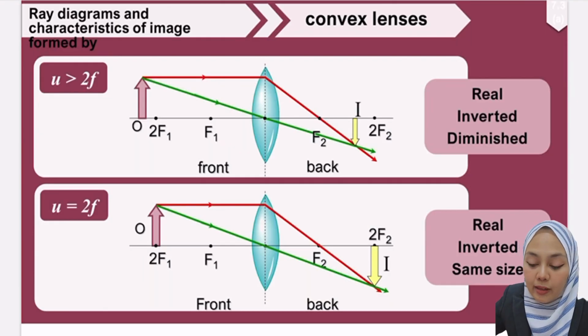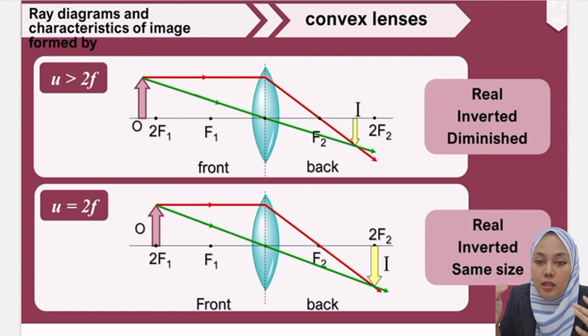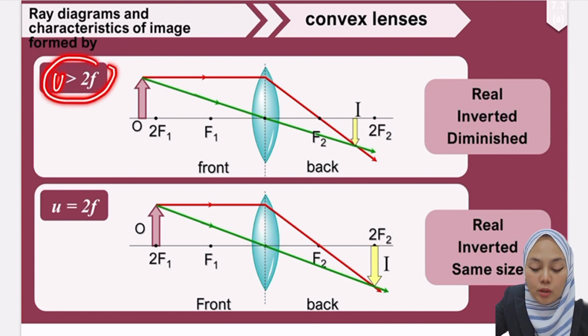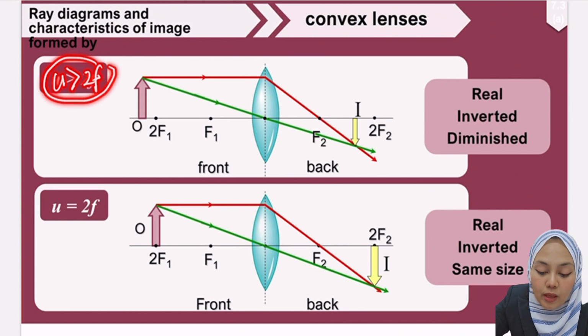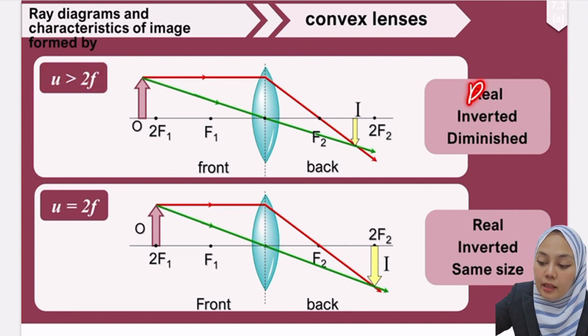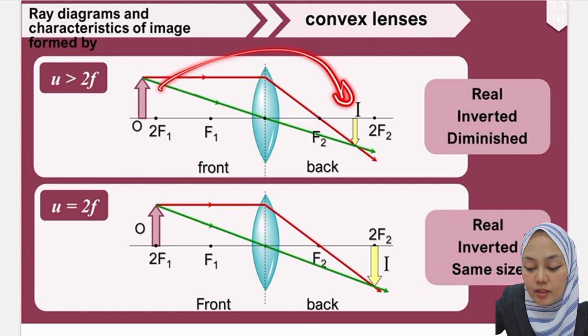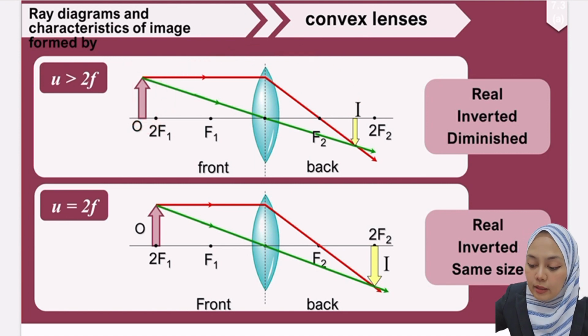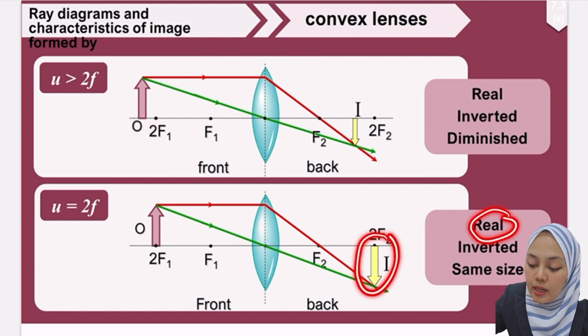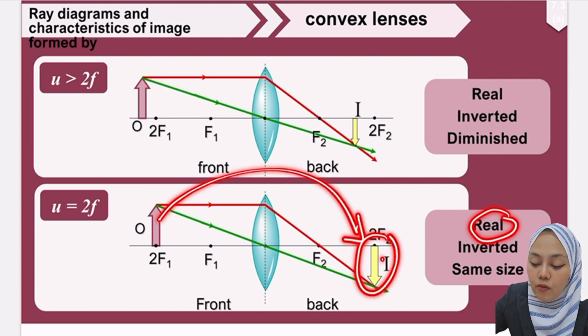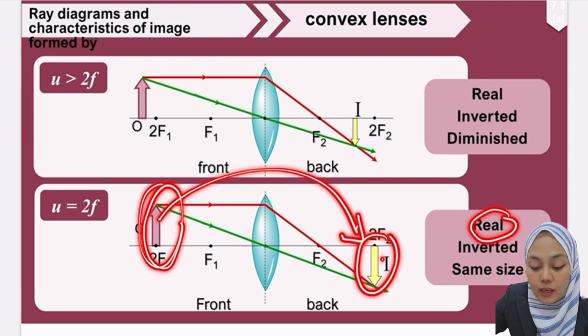Next, we have ray diagrams. We are not going to go too deep into the ray diagrams. We just want to see the location of the object. If it is more than double the focal length, the image is real. Why is it real? Because the image formed is on the other side from the object. This one is also the same. It is a real image because it is formed on the other side of the object.